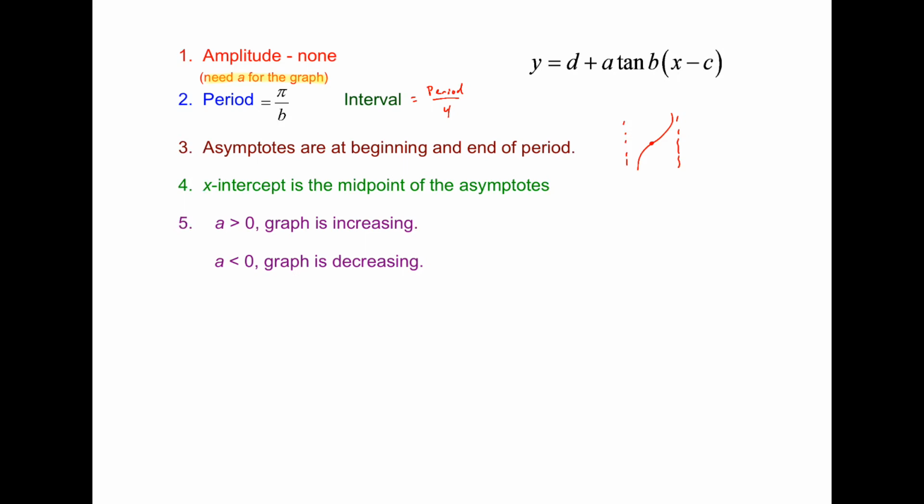And once again, if we shift up or down, it's going to change in terms of not being necessarily the x-intercept, but it'll be the middle of the asymptotes where that occurs. If a is greater than 0, the graph will be increasing. If it's less than 0, then it's a reflection. And then these points would get reflected below, and this point would get reflected above. And so now you would see a decreasing graph. So when a is less than 0, it'll be decreasing. When a is greater than 0, it'll be increasing.